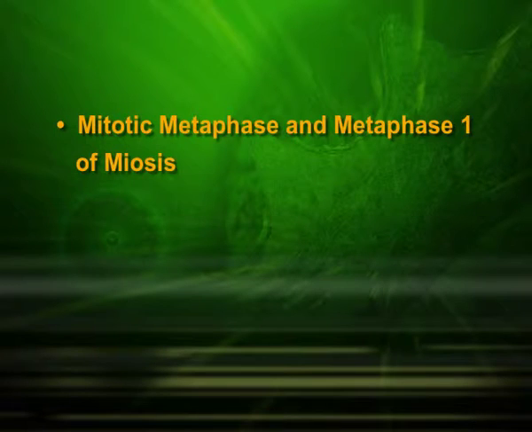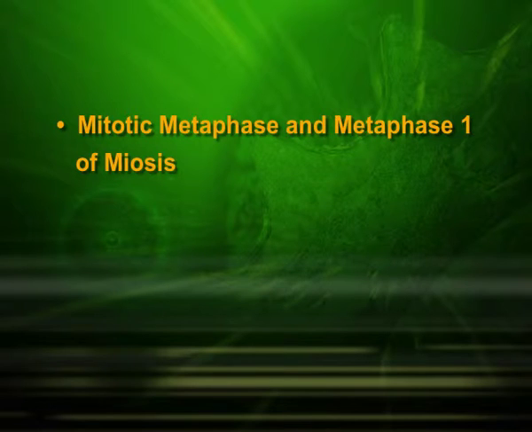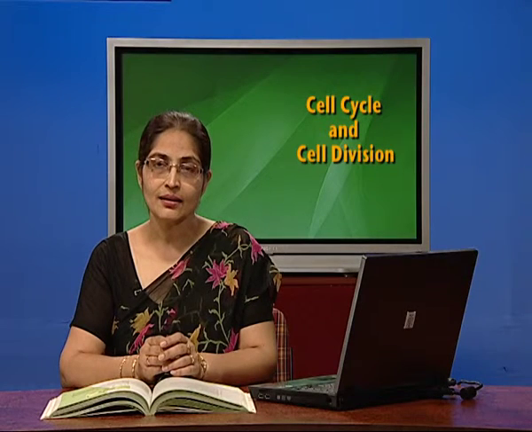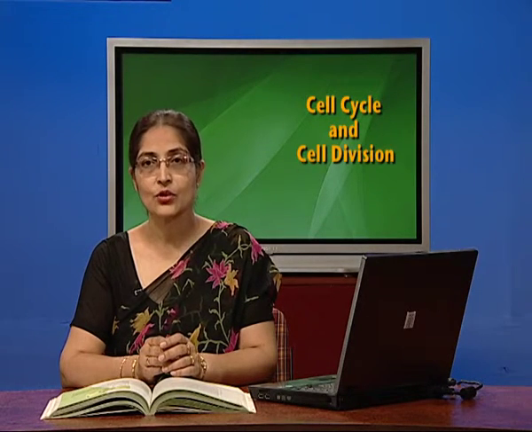After today's lesson, you should be able to answer these questions. First, bring out the differences between mitotic metaphase and metaphase 1 of meiosis. You could support your answer with diagrams in a cell in which the diploid number is 4. Also, differentiate between the mitotic anaphase and anaphase 1 of meiosis. Practice this in a cell where 2n is equal to 6.